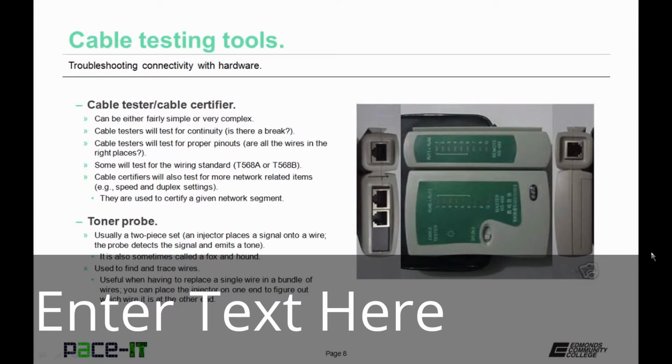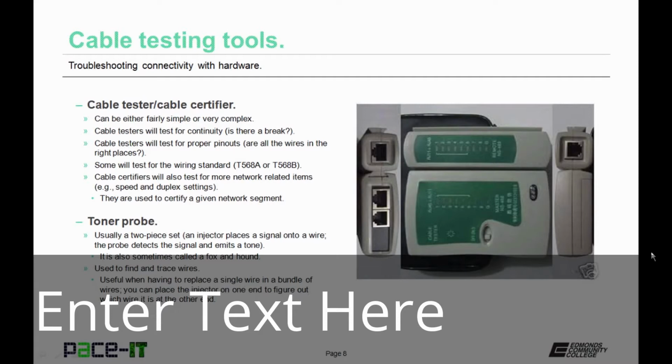Cable certifiers are a little bit more complex, but they will also test for more network-related items. They can test the speed of the wire. They can test for duplex settings between two endpoints. Cable certifiers are used to certify a given network segment.